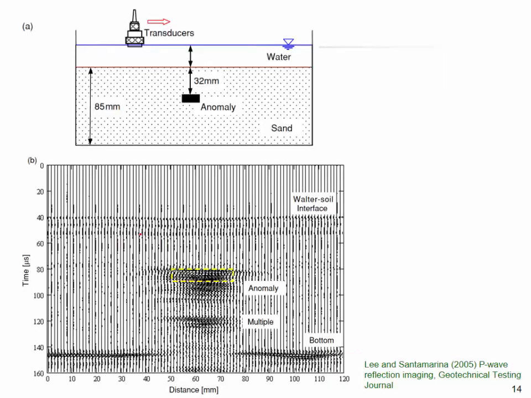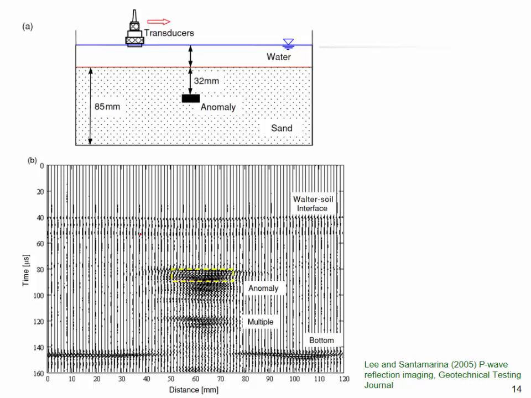So if you scan it, to get the 2D section, what you do is you capture the signal and you move, and then you excite another source, capture the signal and move. So you do it for one profile. Then you can get the 2D section.